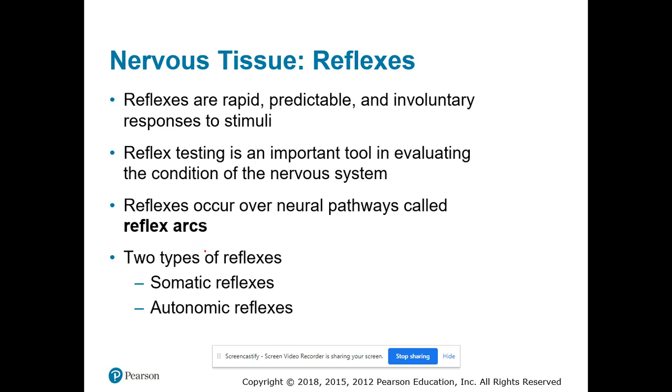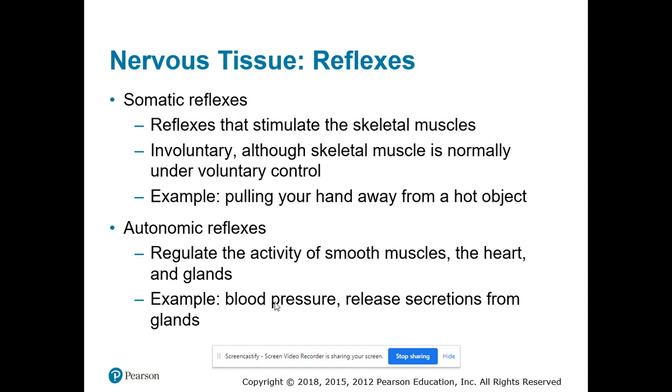Now, there are two types of reflexes, and they go based on the name of what they stimulate. Now, these words, you've seen them before. The first one is somatic reflexes, and the second one is autonomic reflexes. Again, these two words we've heard when we talked about the somatic nervous system versus the autonomic nervous system, and we're going to go ahead and redefine them just for you guys to have. So first, we're going to talk about somatic reflexes.